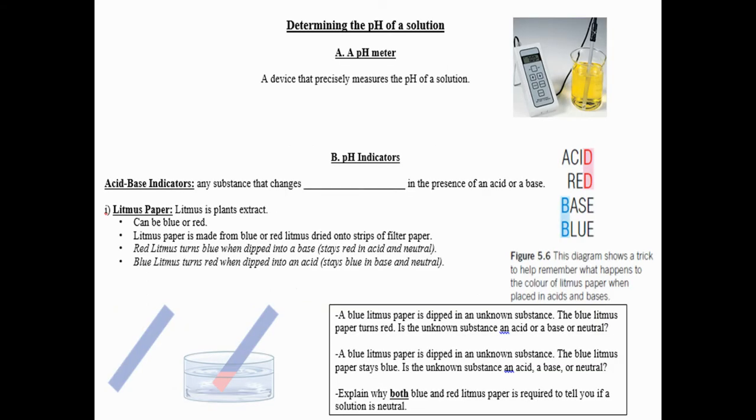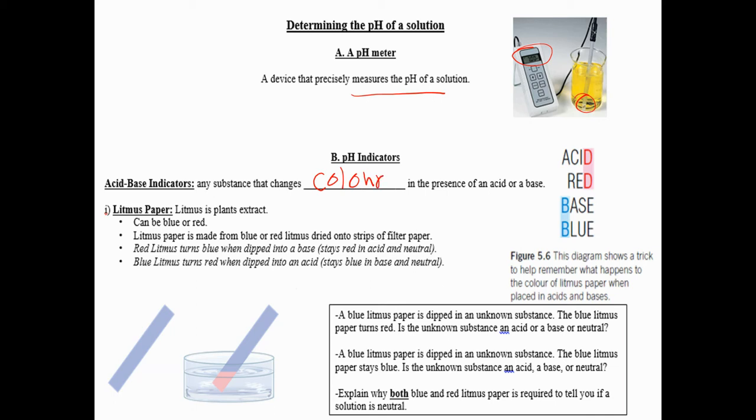We're going to go over a couple ways to determine the pH of a solution. One way is using a device called a pH meter. It's just a device that you stick into your solution with a probe, and then the pH appears on the screen, and you can tell if it's an acid or base. The other way, as I mentioned previously, is an acid-base indicator. It's any substance that'll change color in the presence of an acid or a base.